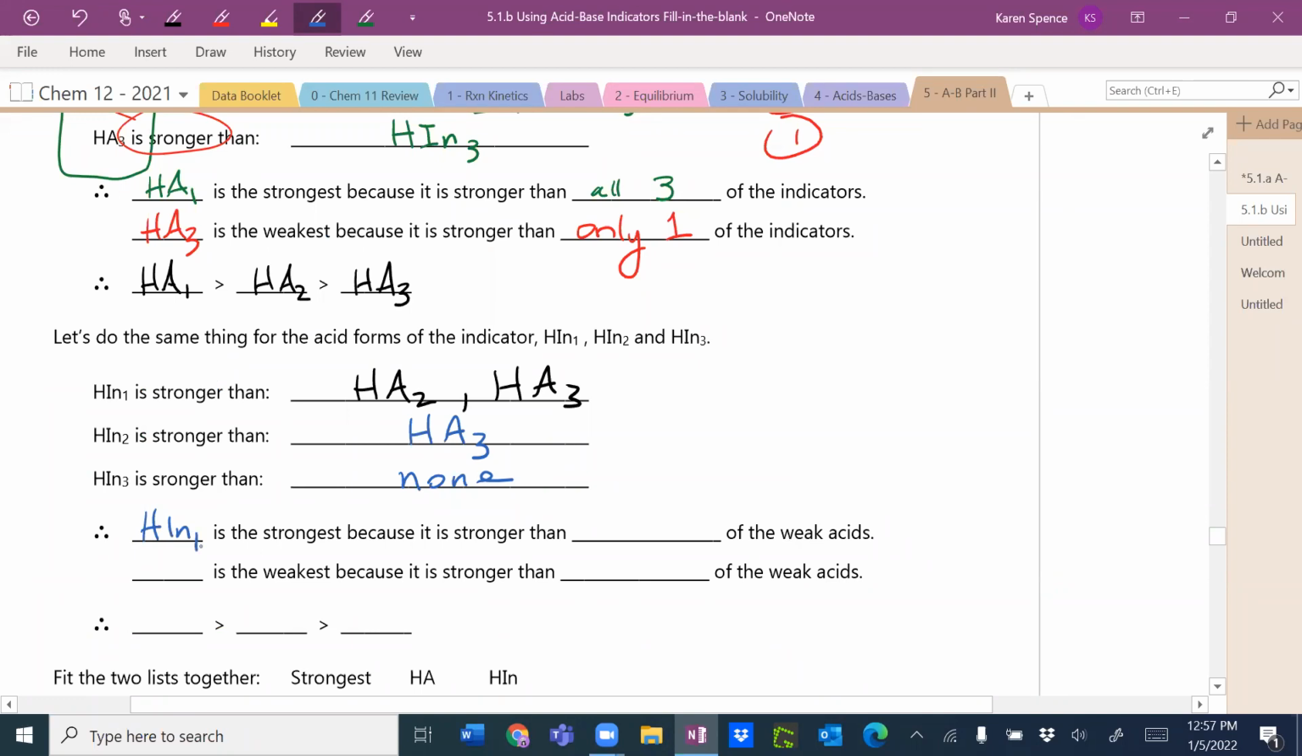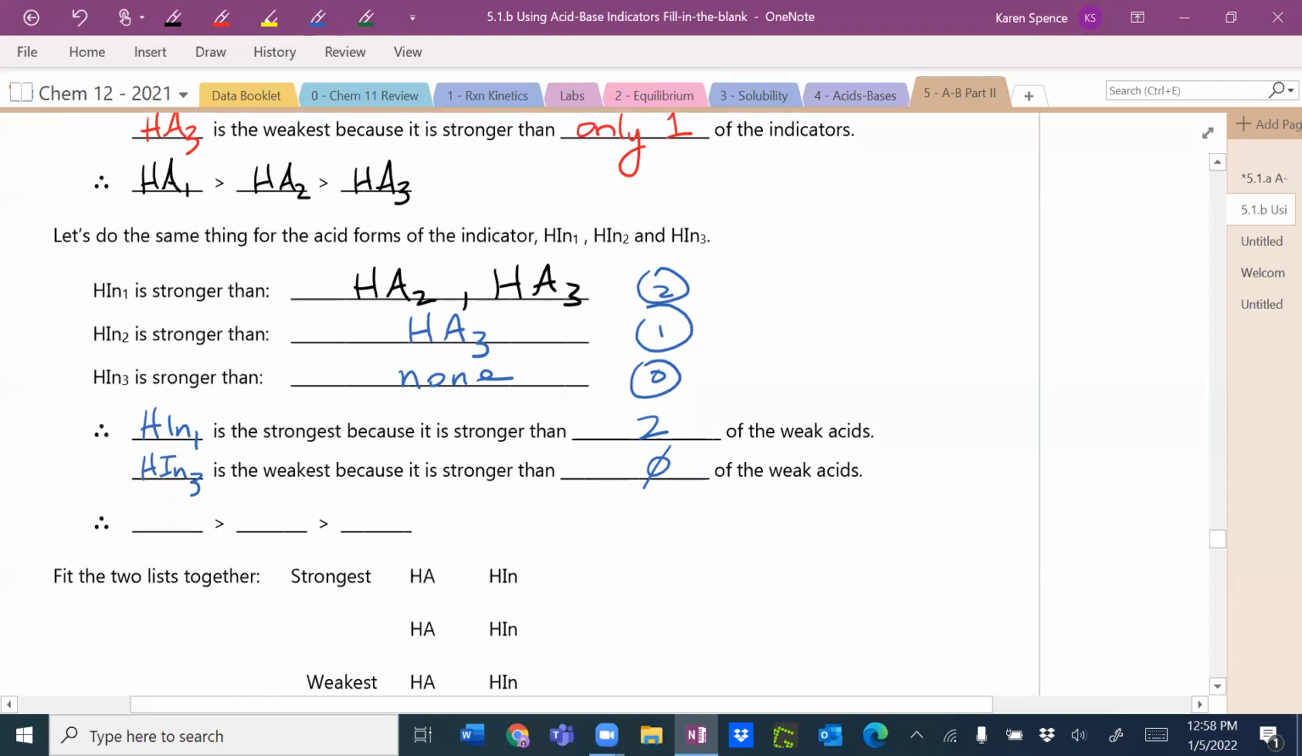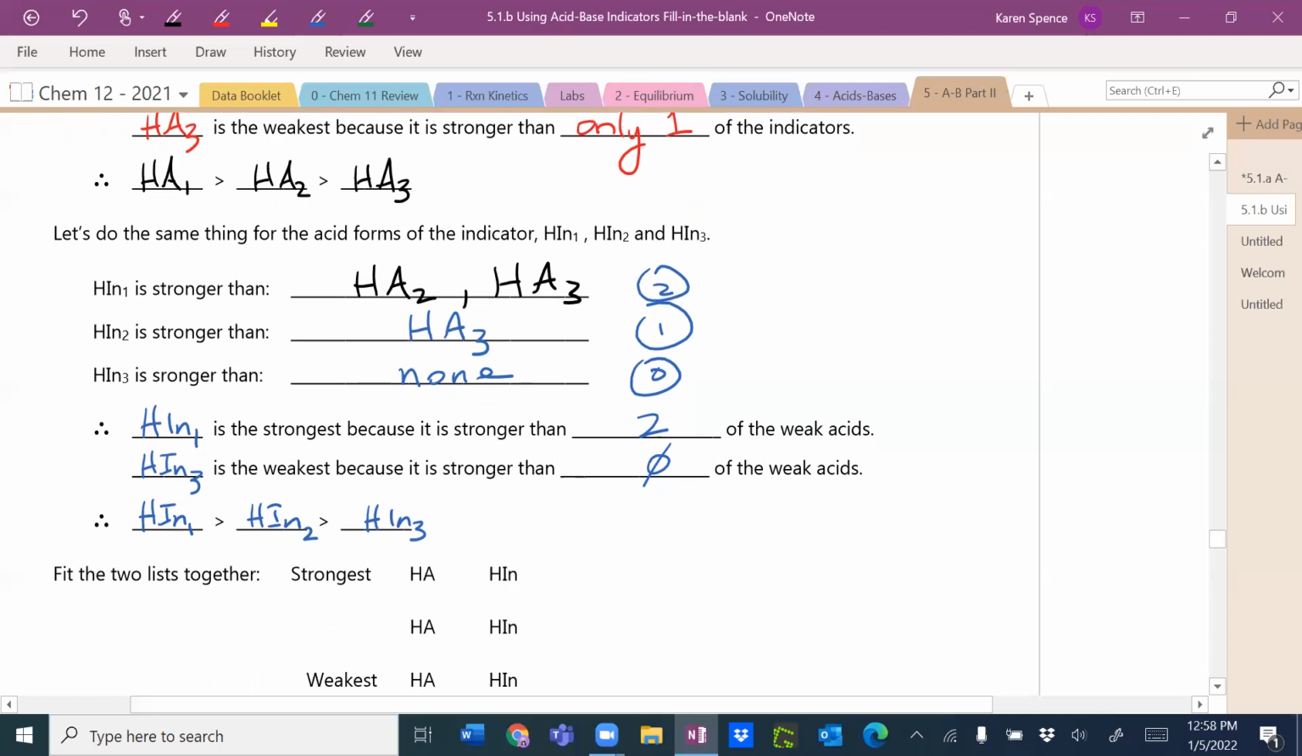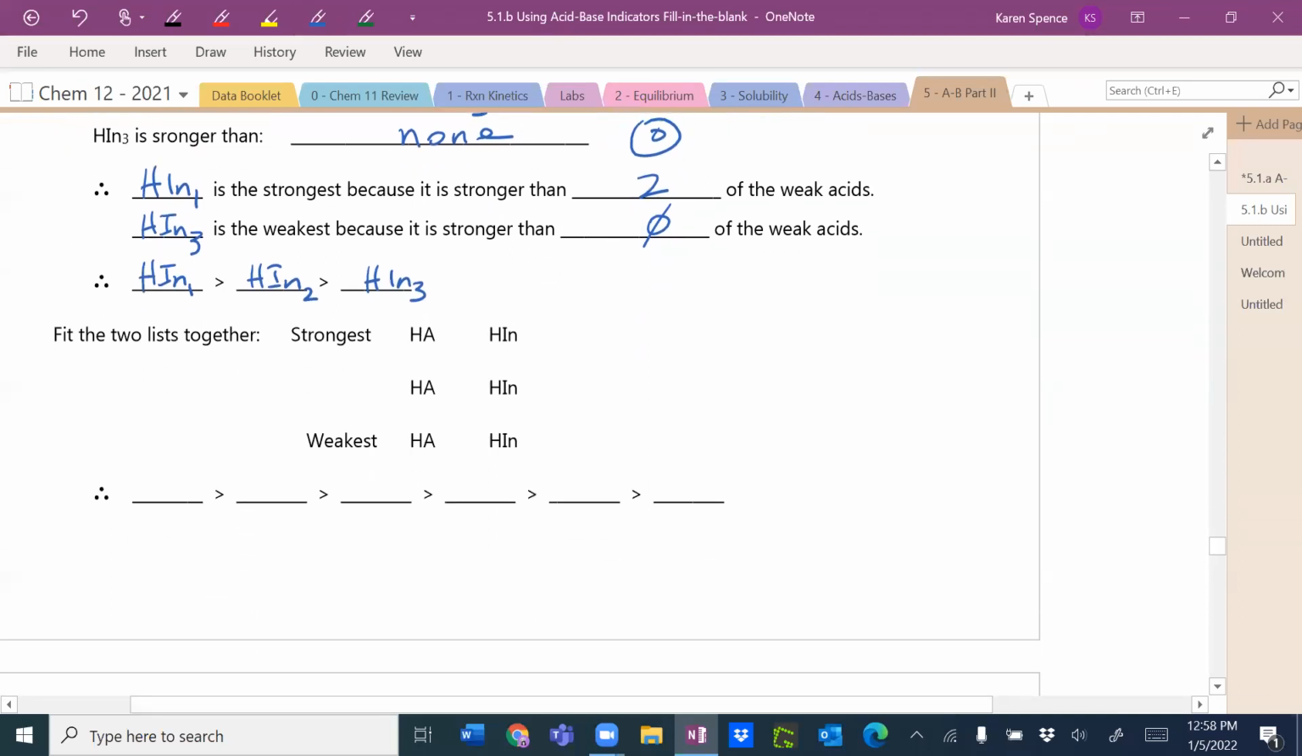Hopefully it's pretty straightforward to see that HIN1 is the strongest because it is stronger than 2 of the weak acids, compared with only 1 for HIN2. And then, of course, HIN3 is the weakest because it's stronger than none of the weak acids. So the order of the indicators is HIN1 is stronger than HIN2 is stronger than HIN3, which is why I say this made me really sad because it was 1, 2, 3, and now it's 1, 2, 3. Ugh, drives me crazy. But that's okay.